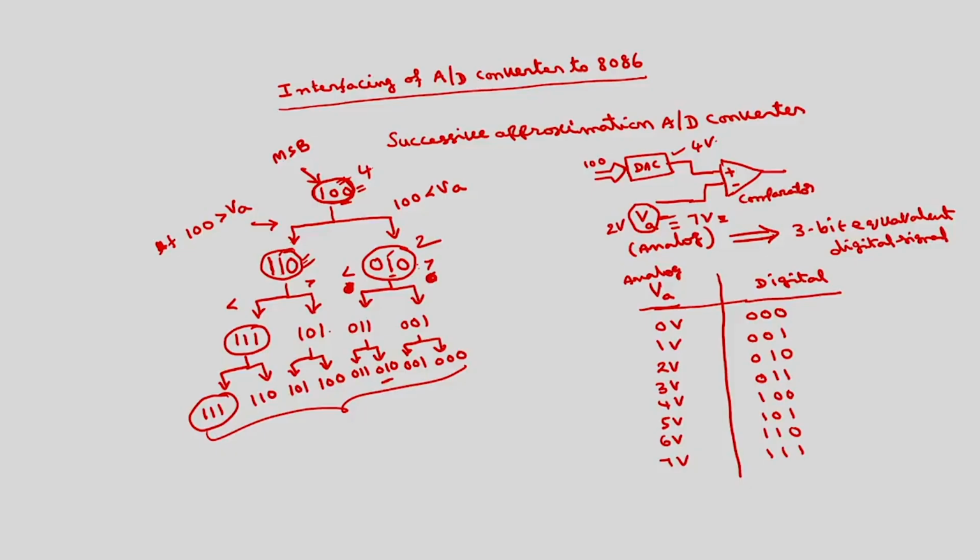Now, there are different ICs for these A to D converters. The ICs of A to D converter will be of the order of 080X, where X varies from 0, 1, 2, 3, so on up to 5. Means it can be 0800, 0801, 0802, 0803, 0804 or 0805.